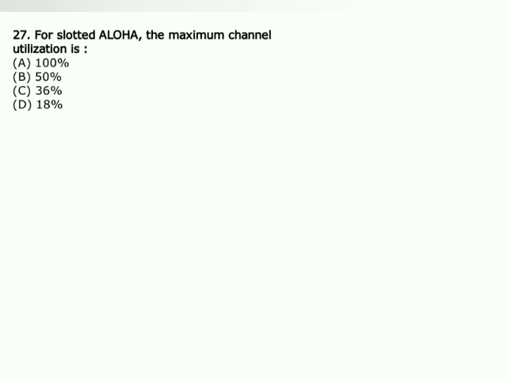For slotted Aloha, the maximum channel utilization is. These types of questions are normally asked in NET and GATE exams about pure Aloha and slotted Aloha. What is the efficiency of pure Aloha? What is the efficiency of slotted Aloha? What is the maximum channel utilization of slotted Aloha and pure Aloha? These types of questions will be repeating in the exam.